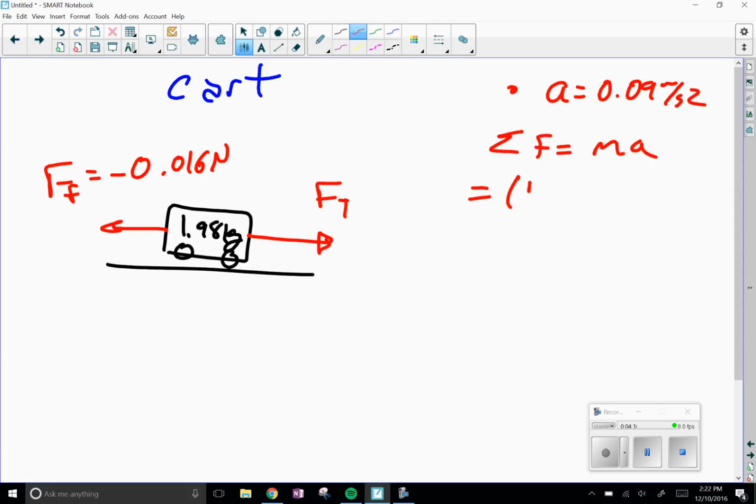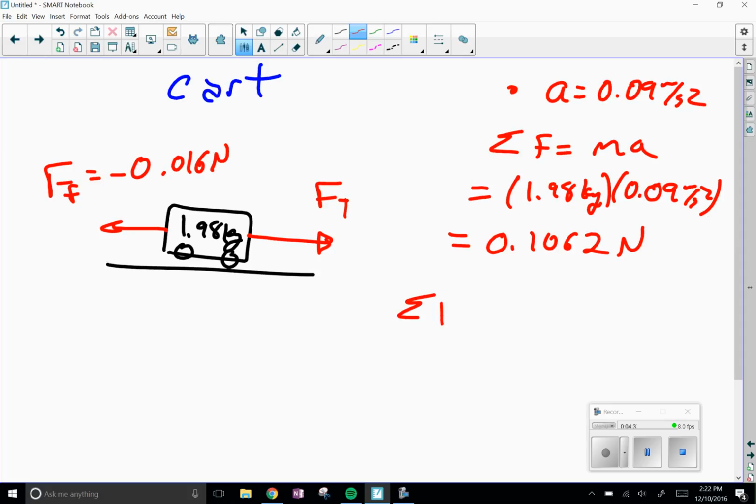So my mass is 1.98 kilograms. The acceleration is 0.09 meters per second squared. Multiply this out, and your net force ends up being 0.1062 newtons. Now I can find my tension, because I know that my net force should be the force of tension plus the force of friction. So my net force is 0.1062. Force of tension is what I don't know.